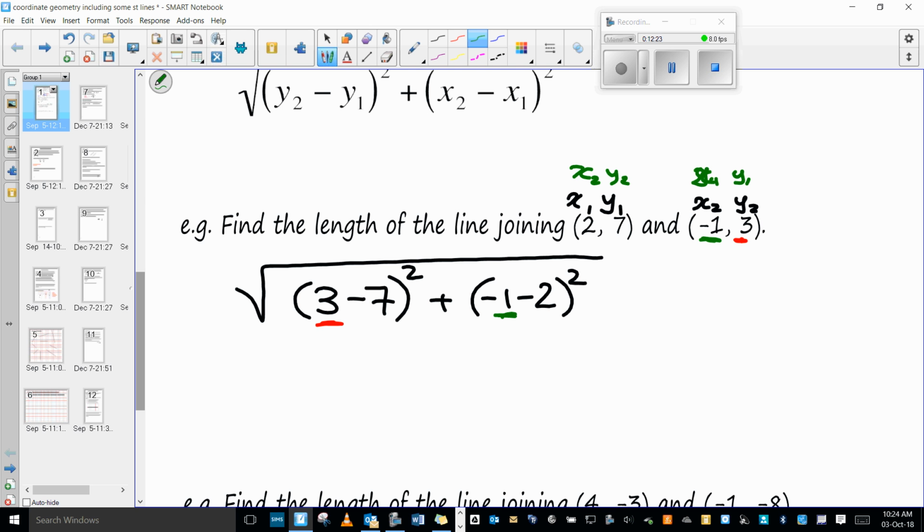Okay? Will x always be the first one? Yes, because in a coordinate, the x comes first. Okay, if I was to tell you the coordinate 2, 5, and said what's the x part, you would have to tell me 2. Okay? So the first value is the x.